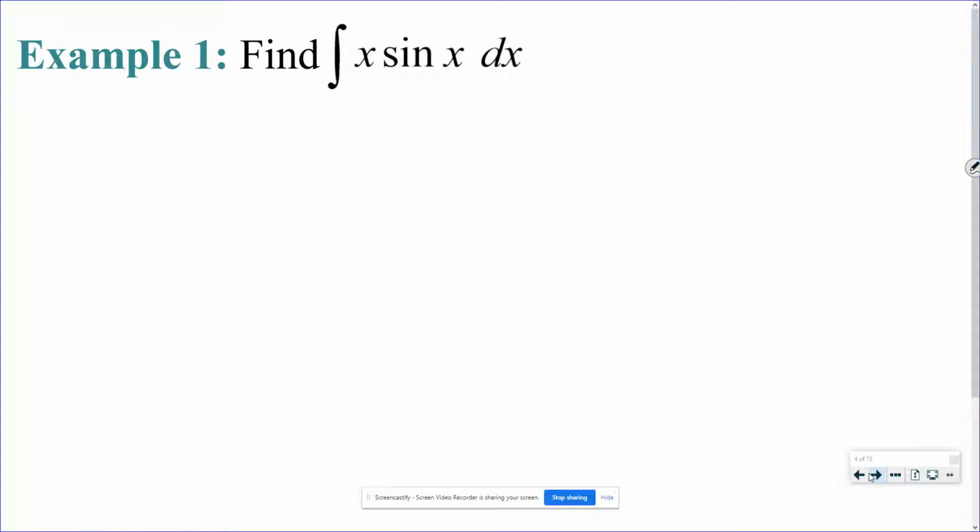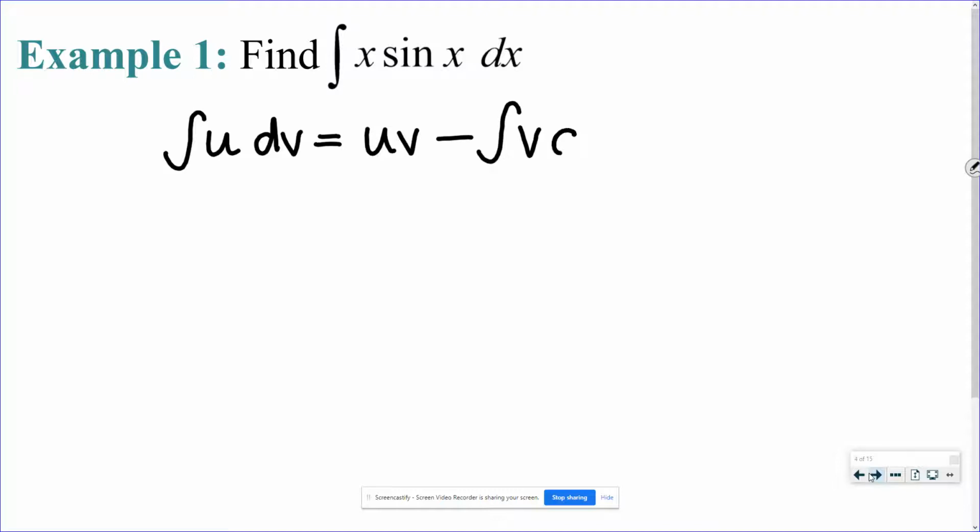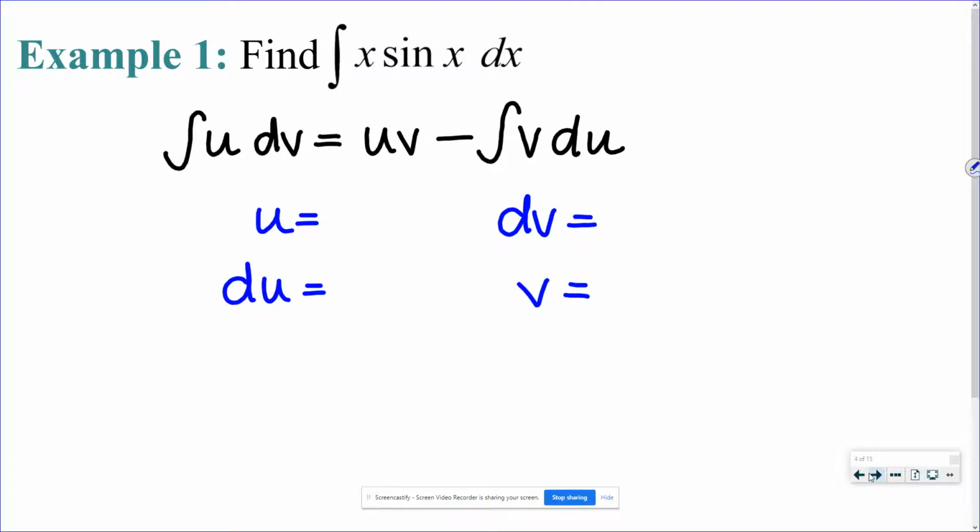So because this is new, I'm going to write down the formula again. So the formula is, the thing we start with is u dv. And the formula we use to solve it is uv minus the integral of v du, which in the past we've called voodoo to help us remember. So uv minus voodoo. Okay, so what I want to do is set up my little chart. So u is something, dv is something, du, and v. Okay? I'm going to focus on the first two things.